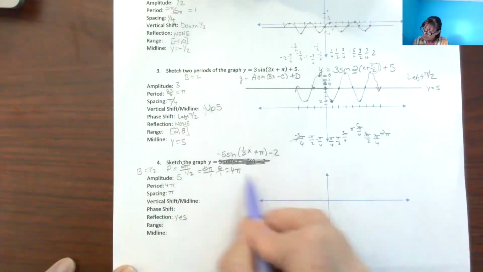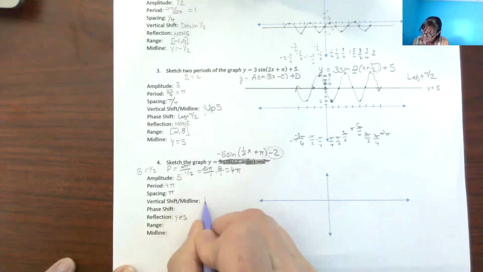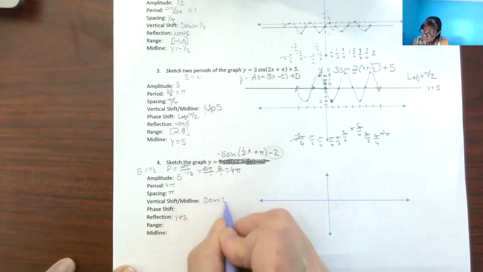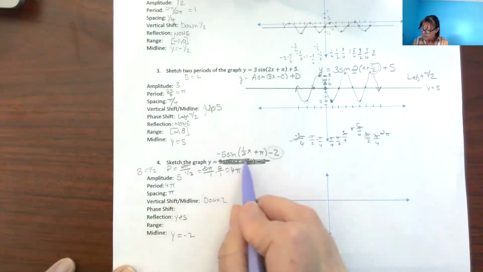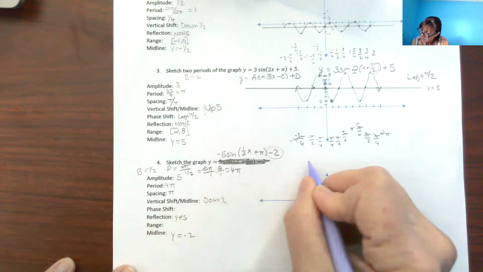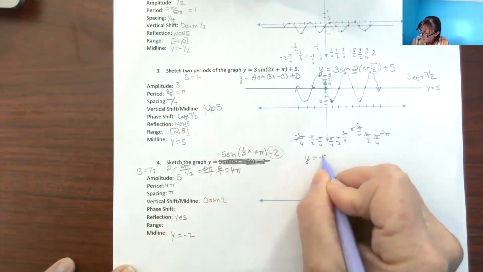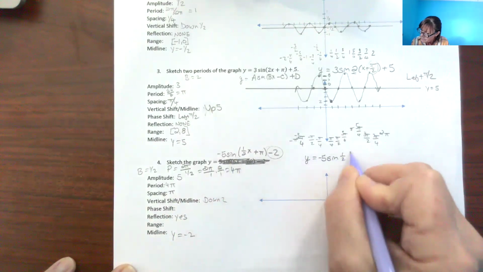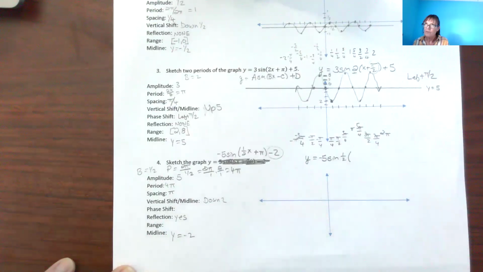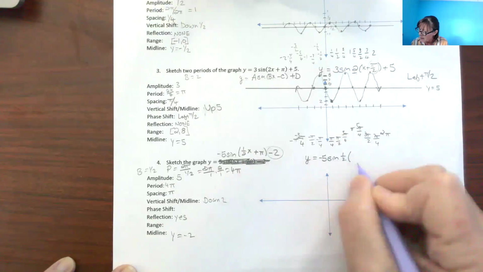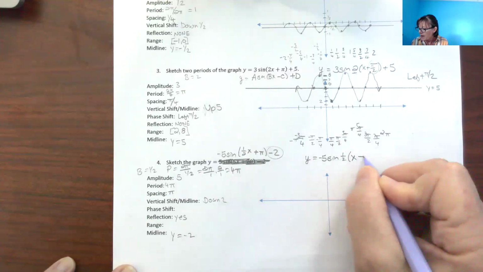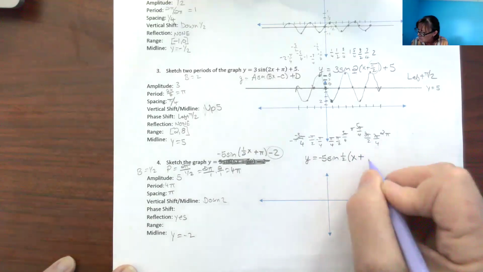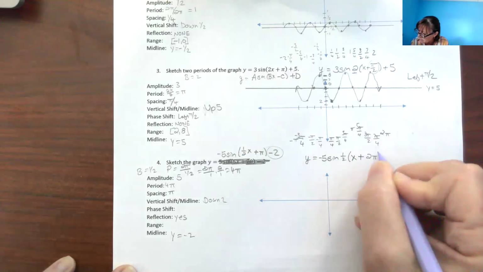Is there a vertical shift? Yeah, it's down 2, so the midline is at y is -2. Is there a phase shift? Yes, there is. So to figure out the phase shift, I'm going to factor out the 1/2. When you factor something out, it's like you divided by that. So if I divide 1/2 by 1/2, I get a 1. If I take pi and I divide it by 1/2, it's a keep, change, flip, I get 2 pi.